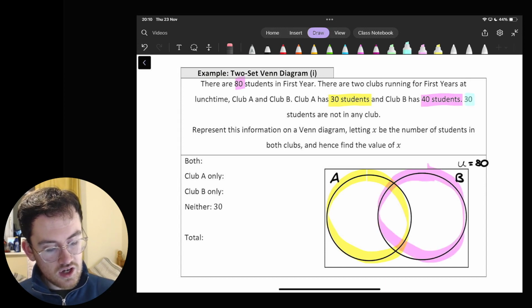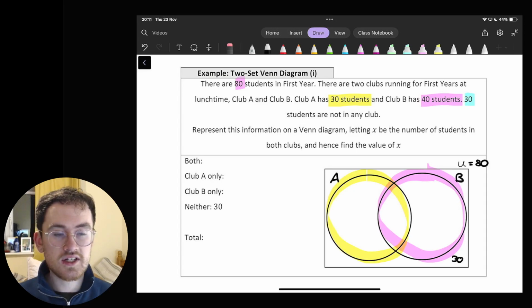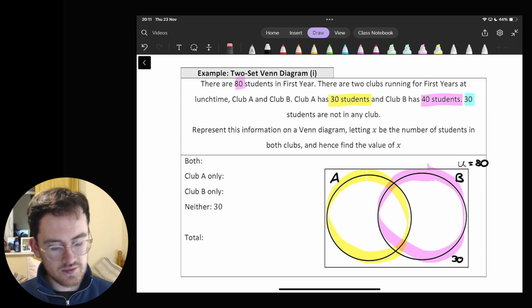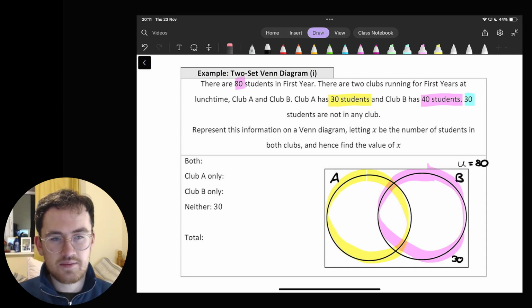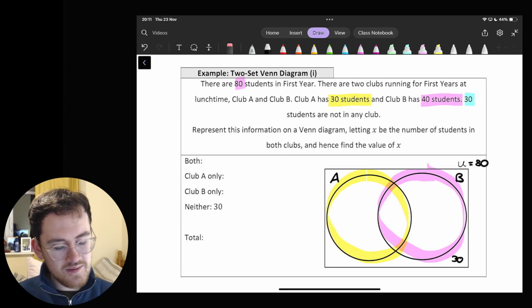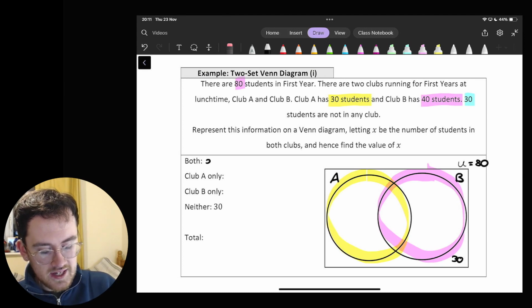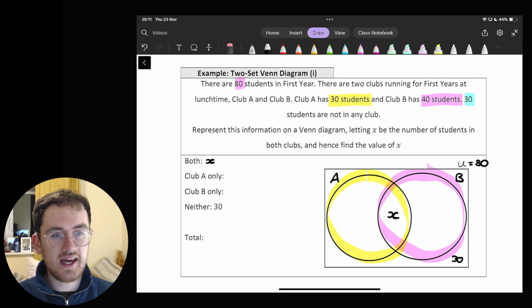30 students are not in any club, so they're on the outside. The 30 students here who aren't in any club are not in either of the circles. So we know that 30 is neither. We've drawn that in here. I just kept it clear for ourselves. 30 is given to us. We need to work out how many people are going to be in both clubs. So let's say that we call that x people. We can work this out fairly quickly, but let's just say we call that x people.